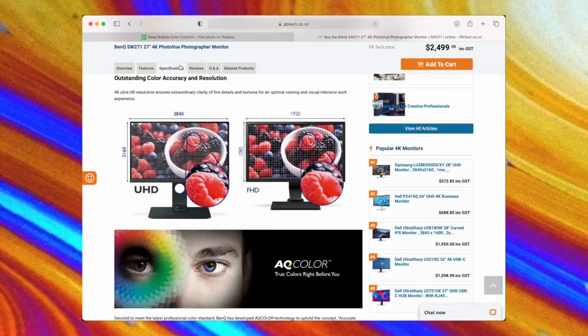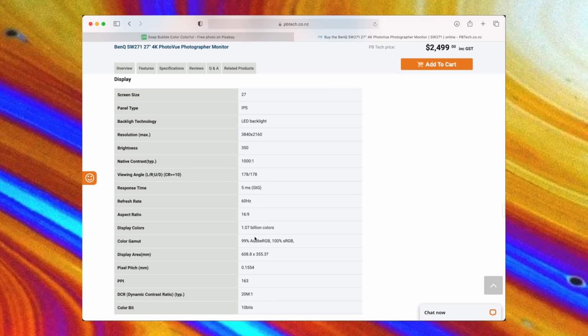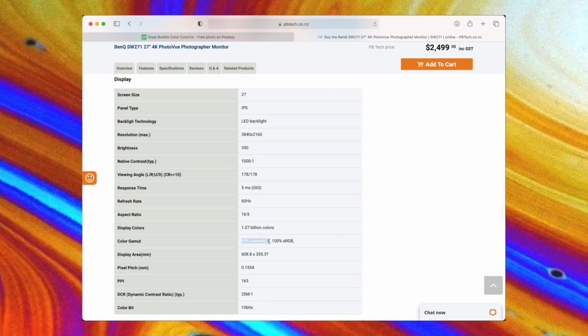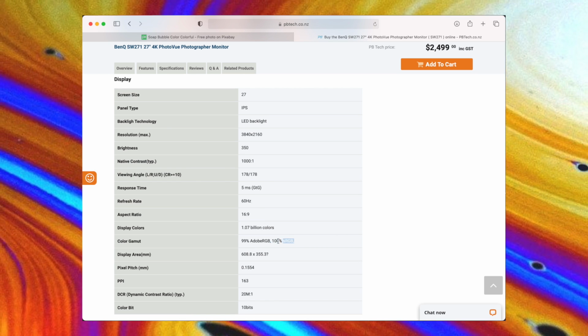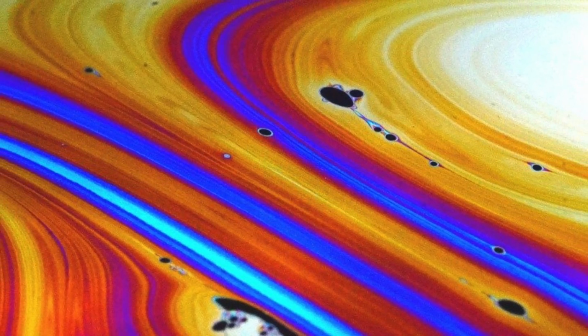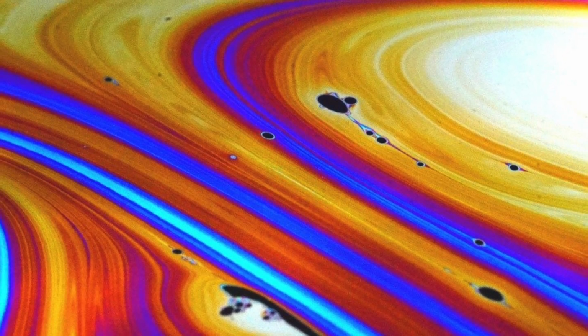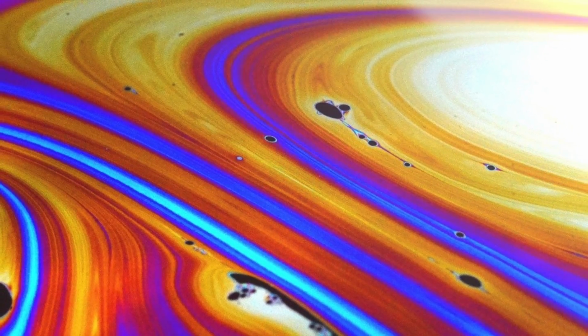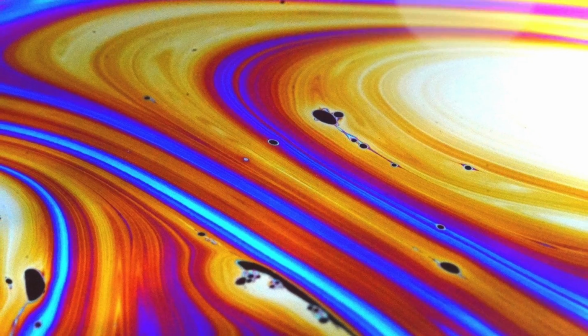So when you buy a monitor, you often see something like Adobe RGB, sRGB, or P3. Those are the color gamuts used on monitors. There are 5 types of common color gamuts you have to know if you want to buy a monitor. So let's start with the first one.